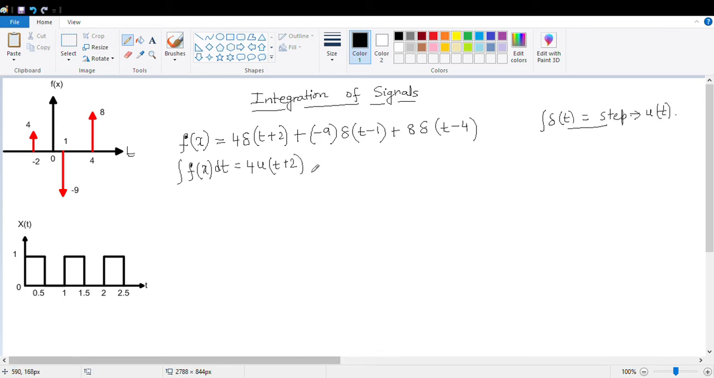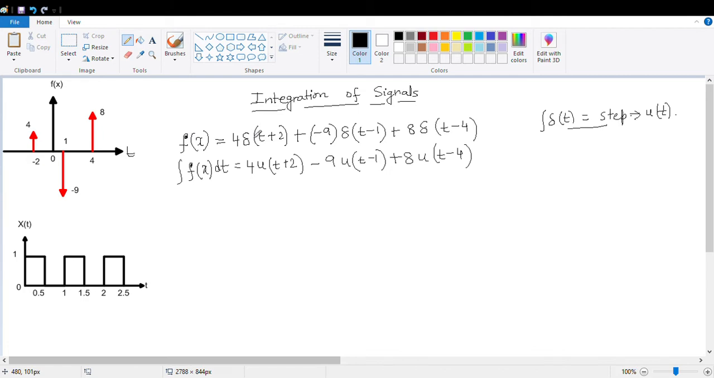Next, this is minus 9, and if you integrate this delta, you get u(t minus 1). Understood? And the third part is 8. If you integrate this delta also, you will find u(t minus 4), at t equal to 4. So this will be the mathematical expression of the integration of this particular f(t).